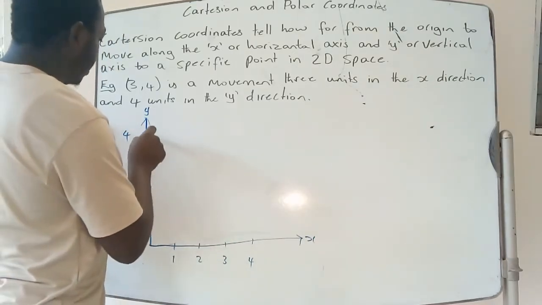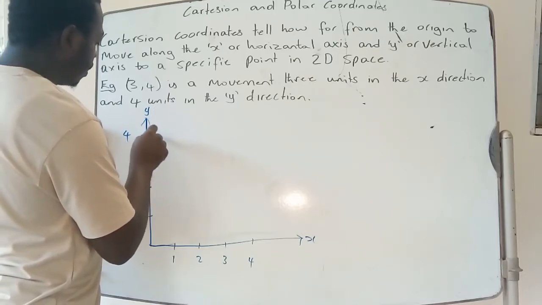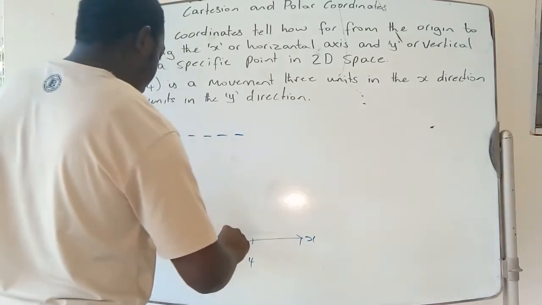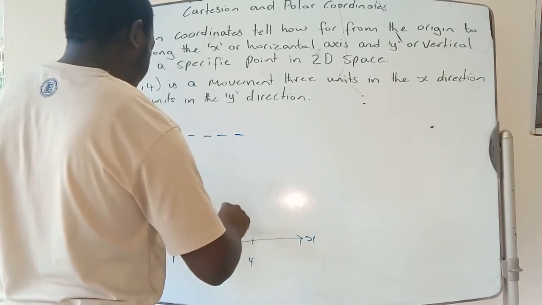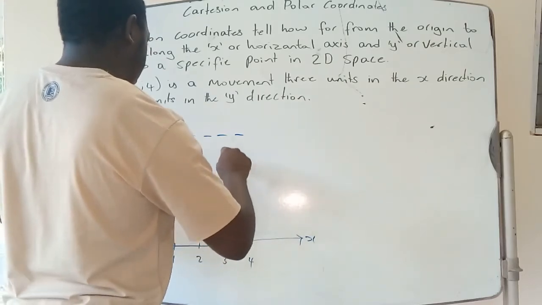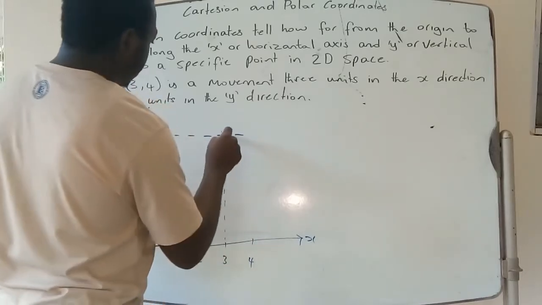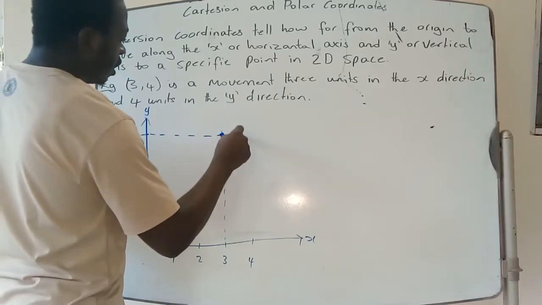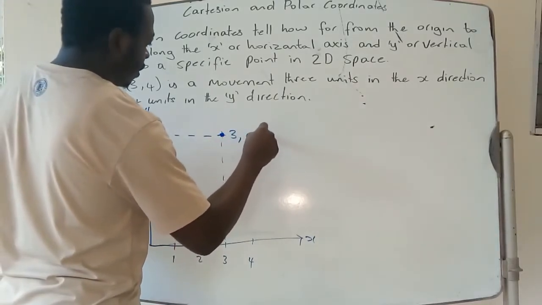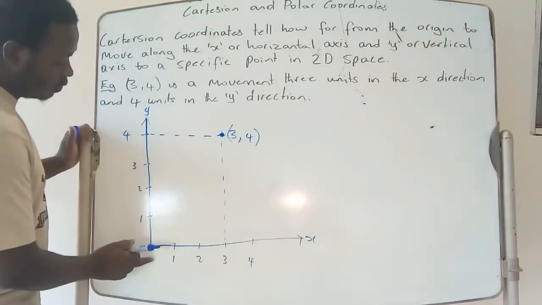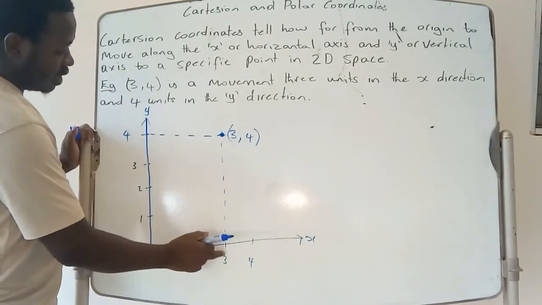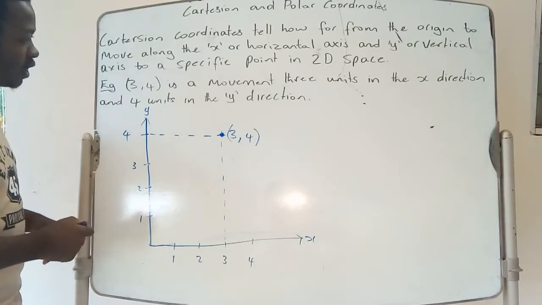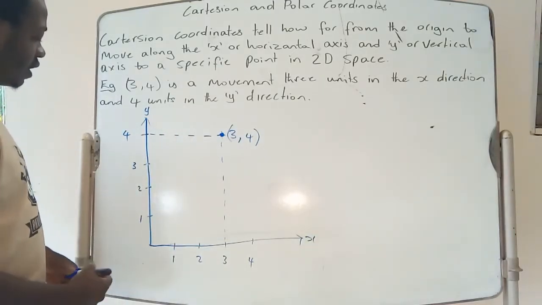So for this line, let's draw a broken line going across this way, and then 1 from 3 going up. So let's say the point would be about here, and this point would be (3, 4), right? 3 movements on the horizontal, which is the x, and then 4 movements on the y. That would be the coordinate of this point, right?